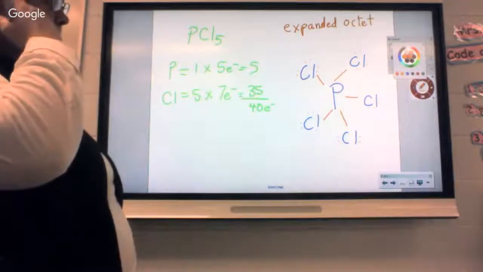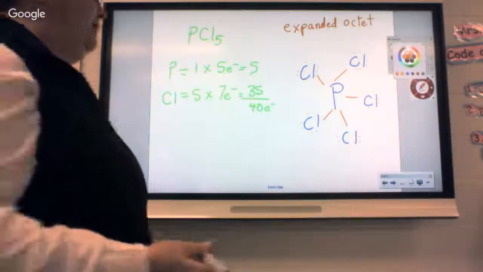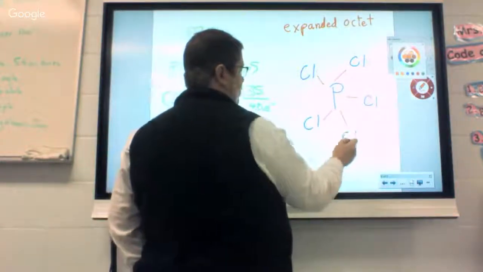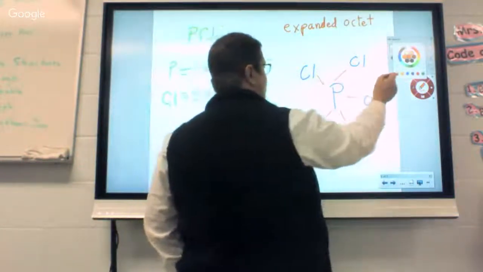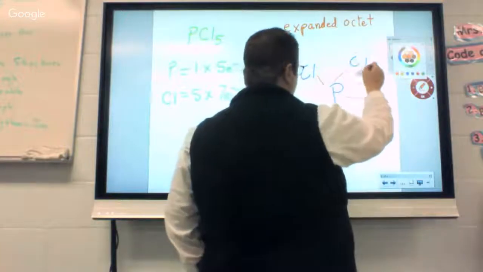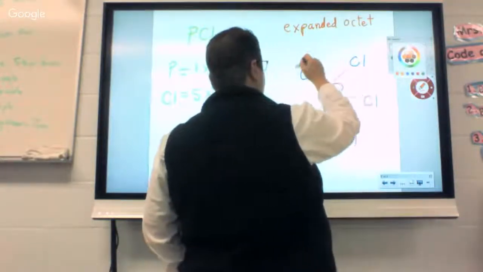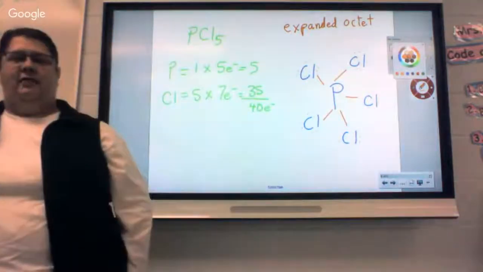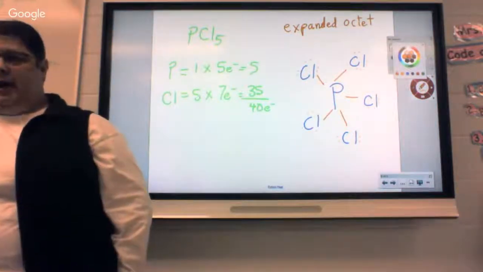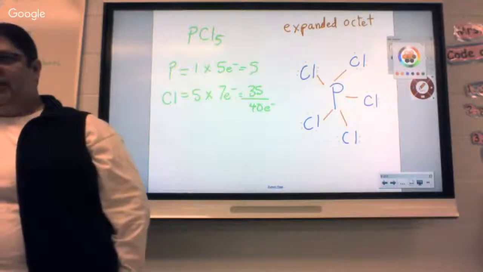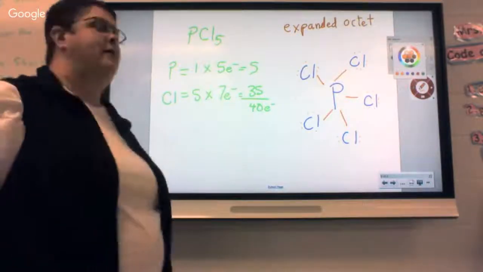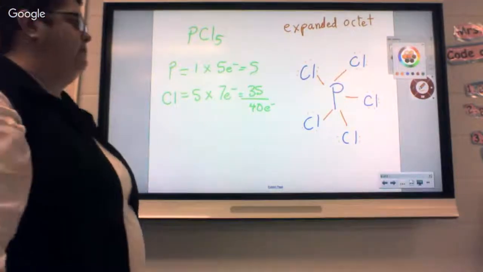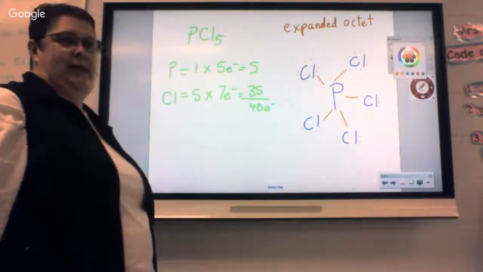Okay? Now, when you finish that, does everybody have 8? Check. 2, 4, 6, 8. Everybody has 8. But then on the central atom, can you check to see if it has 8? No, because it's an expanded octet, so it has more. So everybody has 8 except P. And then check to make sure you had 40, which I just did, and we had 40. So that one has what's called an expanded octet.